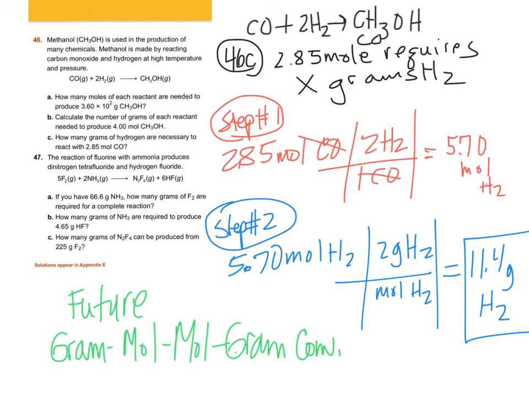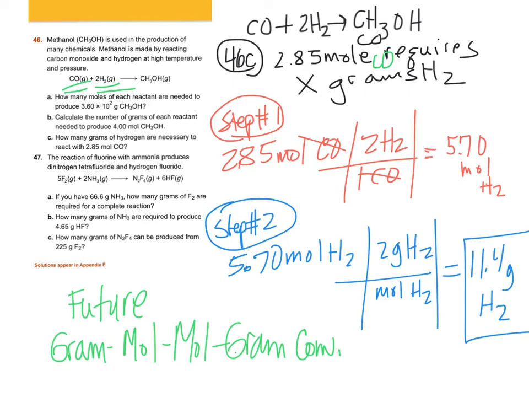Another problem like this, 46C: how many grams of H2 are necessary to react with 2.85 moles of CO? In step 1, I take 2.85 moles of CO and multiply it by the mole ratio for hydrogen to CO, which is 2 to 1 from the balanced equation. You will always go back to this balanced equation.